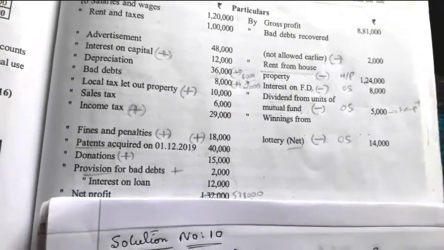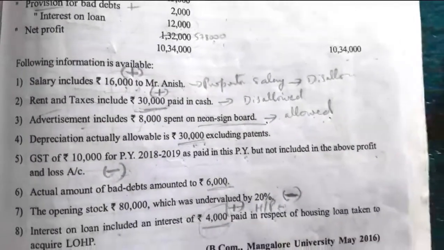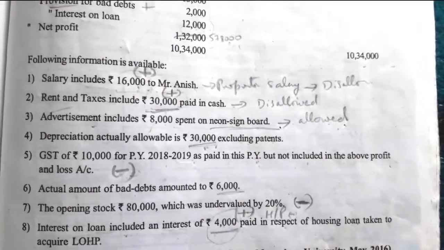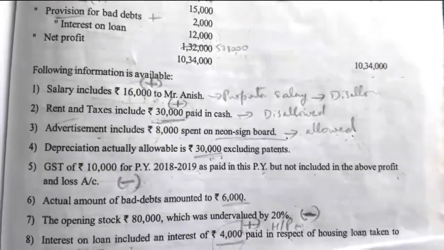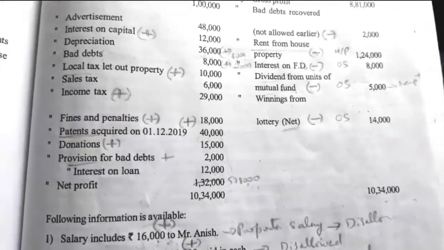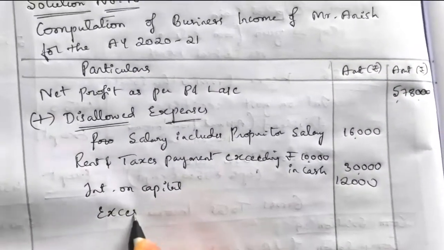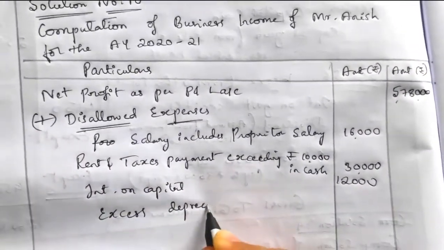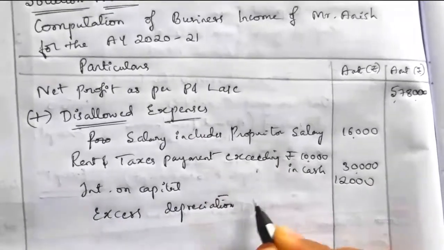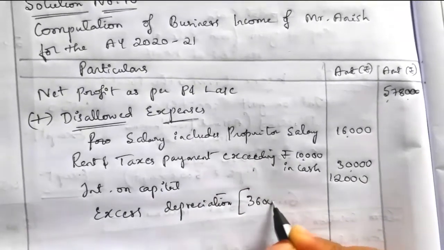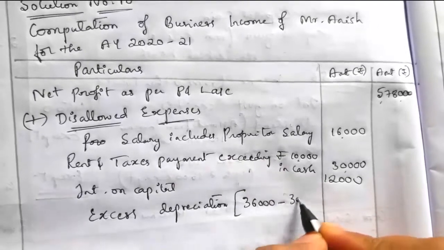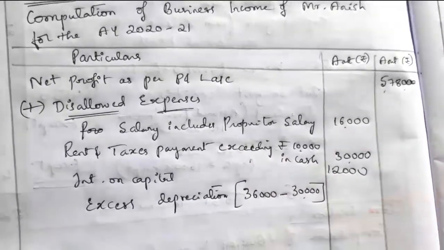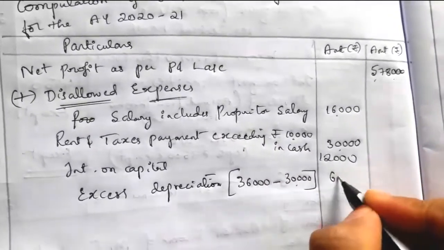Next one is depreciation. Relating to depreciation, the depreciation recorded is 36,000. Actual depreciation excluding the patents is 30,000. It means that 6,000 extra depreciation is recorded. So write excess depreciation. So excess depreciation we have to cancel. They have recorded 36,000, actually the depreciation allowable is 30,000, meaning 6,000 extra recorded. So that 6,000 excess depreciation we have to cancel.